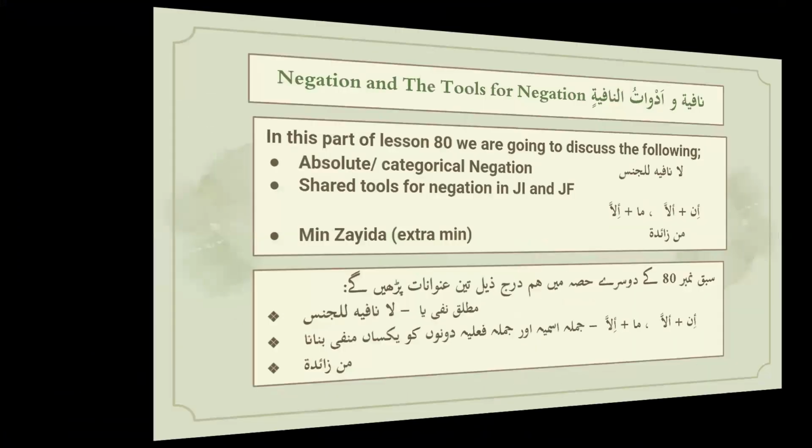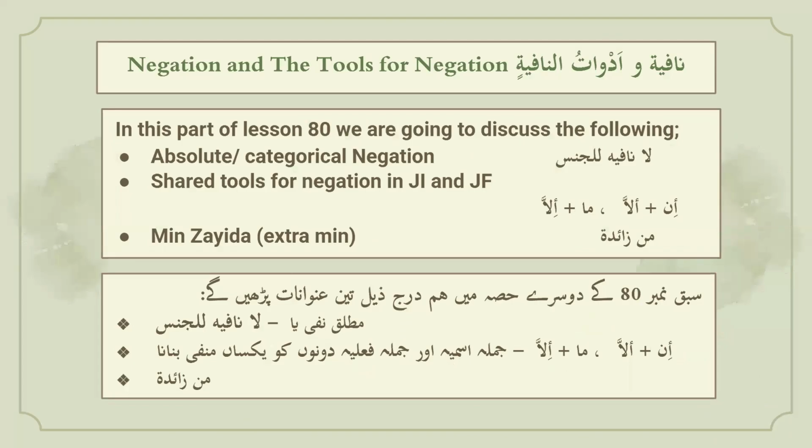And in this second part of lesson 80, we have three topics to discuss, three tools for negation. The first one we are going to discuss is La Nafia Lil Jins, which is absolute categorical negation. And the second topic is about shared tools for negation in Jumla Ismiya and Jumla Fi'liya. And these are two combinations.